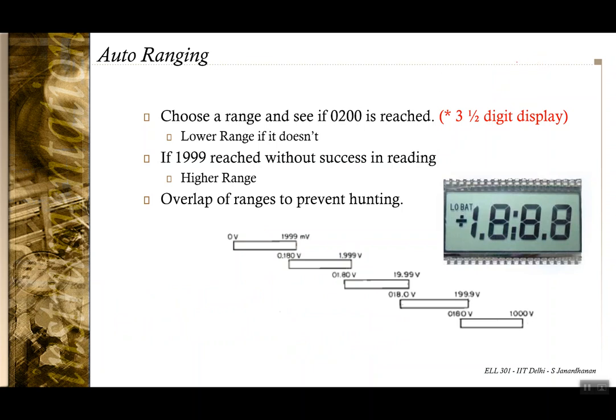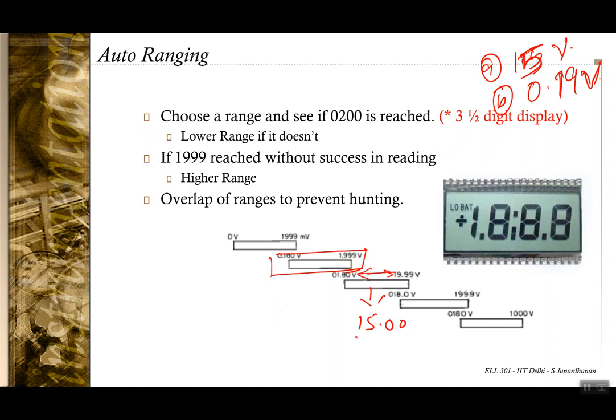Let us say you want to measure, say, 15 volts. This is case A. In case B, what you want to measure is 0.19 volts. In the first case, you start from here. 15 volt is greater than 1.99 volts, so it will go to this range. Here you get the reading as 15.00 volts, and that is done.